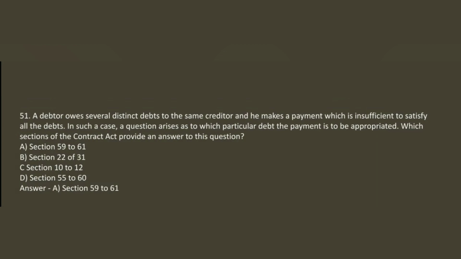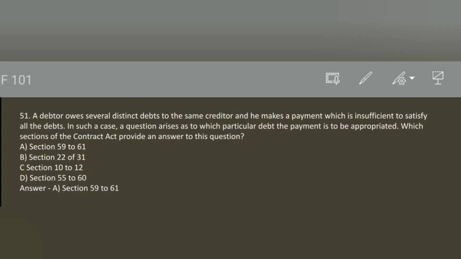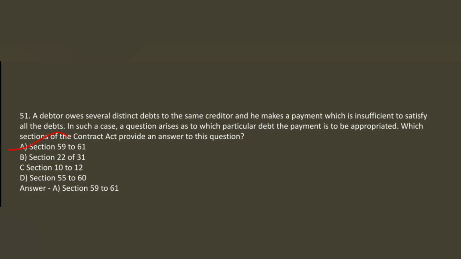Question number 51. A debtor owes several distinct debts to the same creditor and he makes a payment which is insufficient to satisfy all the debts. In such a case, a question arises as to which particular debt the payment is to be appropriated. Which section of the Contract Act provides an answer to this question? Correct answer option A, section 59 to 61.